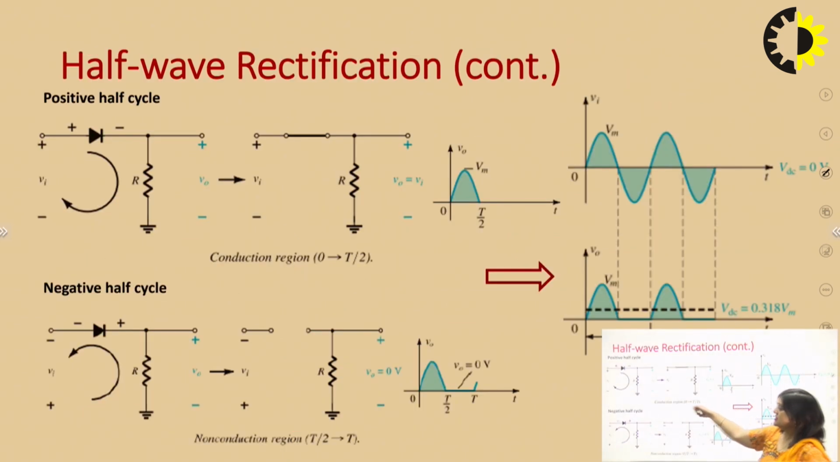This is the same thing I have explained in the last slide. This is the input, and these are the outputs we are getting. So we can see here clearly that we are getting only the positive cycles, and this is the peak value, and this VDC is equal to Vm upon pi. This is the DC level or V average output.